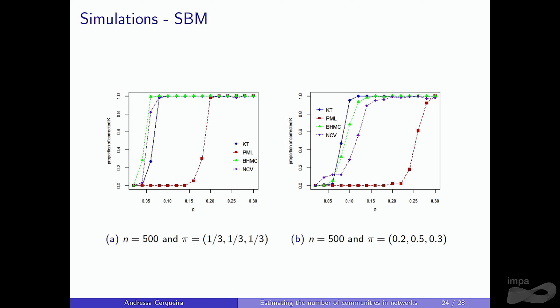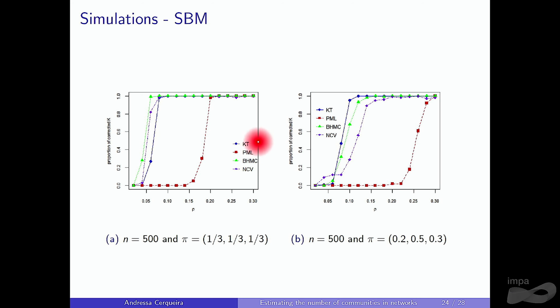So I'm going to explain the labels. Here is the proportion of times that my estimator estimates correctly the true number of communities, so it estimates 3, right? And here I have rho n, the sparsity parameter.